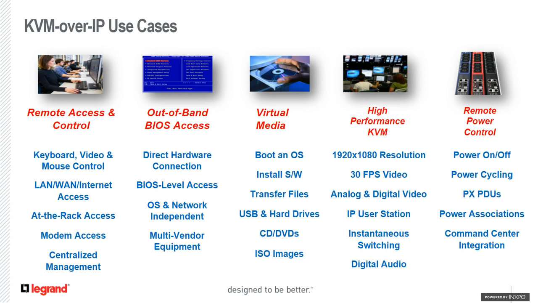So this slide shows the different KVM over IP use cases. Starting from the left, remote access and control. So this gives you the keyboard, video, and mouse control so that you can control the equipment, and gives you access over LAN, WAN, or even the internet. The type of access that you get is called out of band, and that's because you have a direct hardware connection to that equipment.